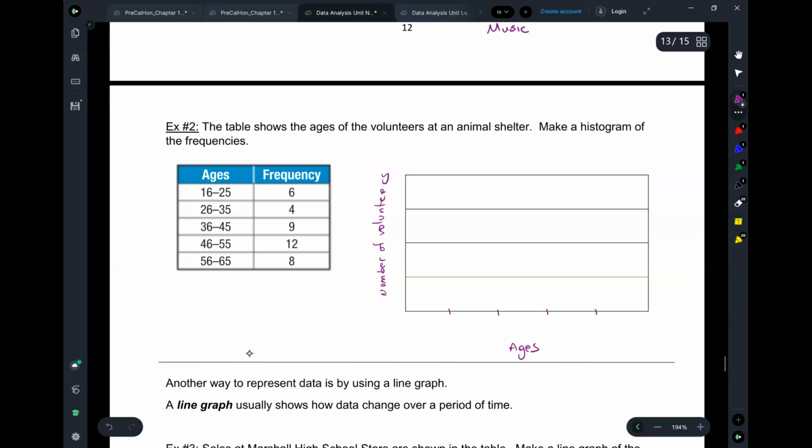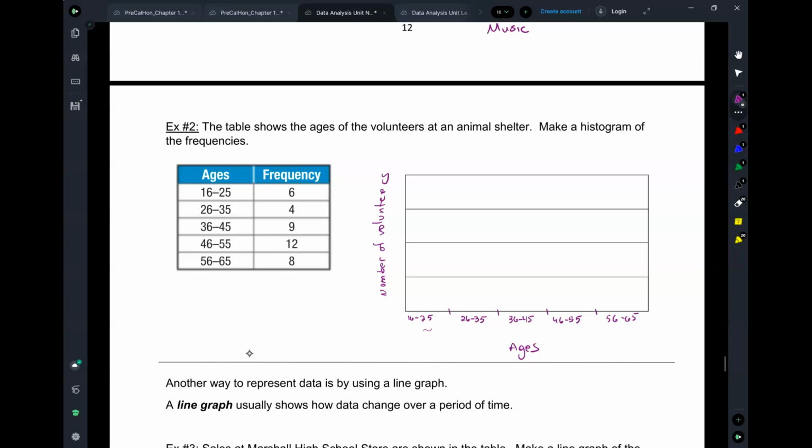Okay? And what are the ages? We've got 16 to 25, 26 to 35, 36 to 45, 46 to 55, 56 to 65. Okay, notice in each of these, 16 to 25, so if you count 16, 17, 18, 19, 20, there are 10 numbers, right? And 26 to 35, there are 10 numbers. 36 to 45, there are 10 numbers. They have to be equal like that.